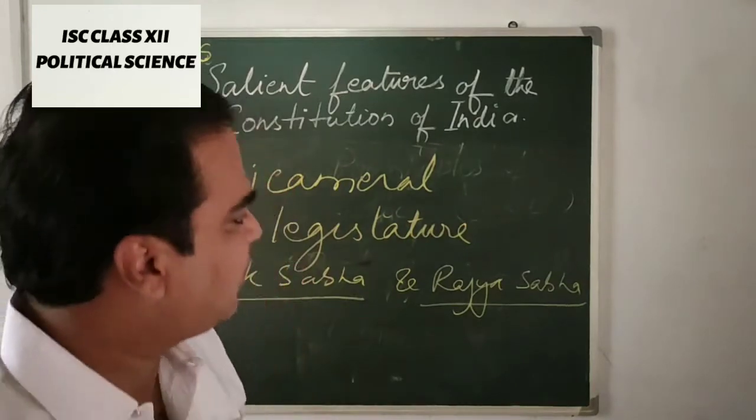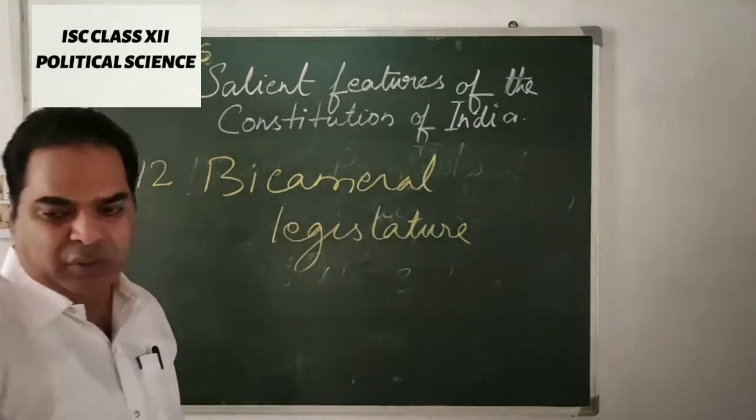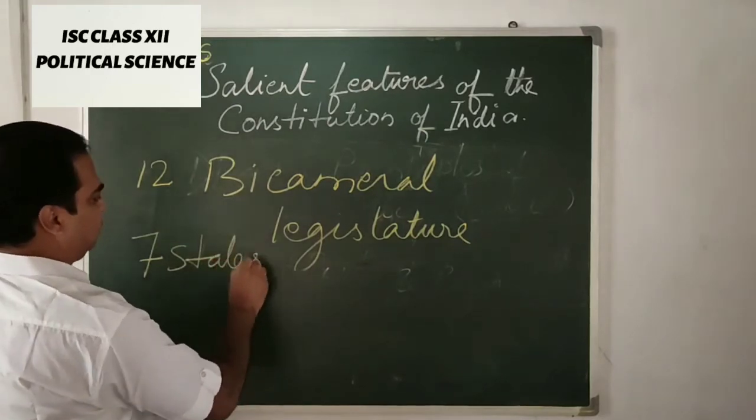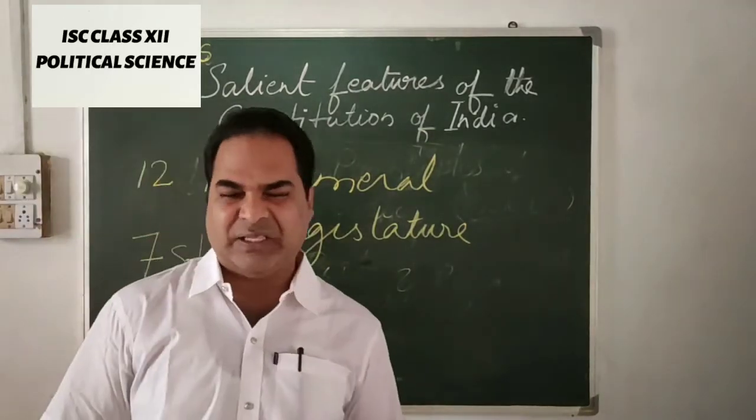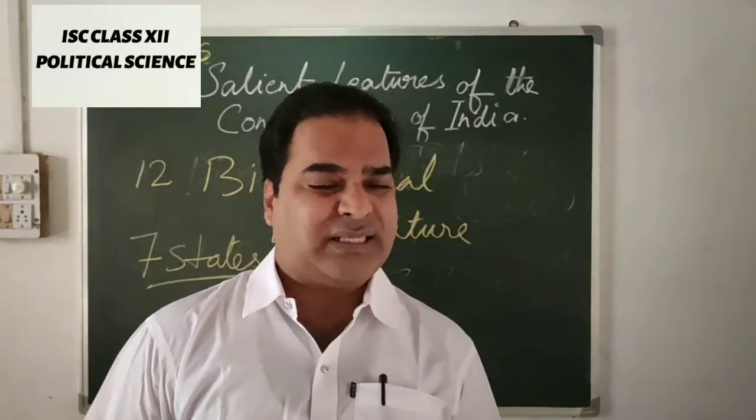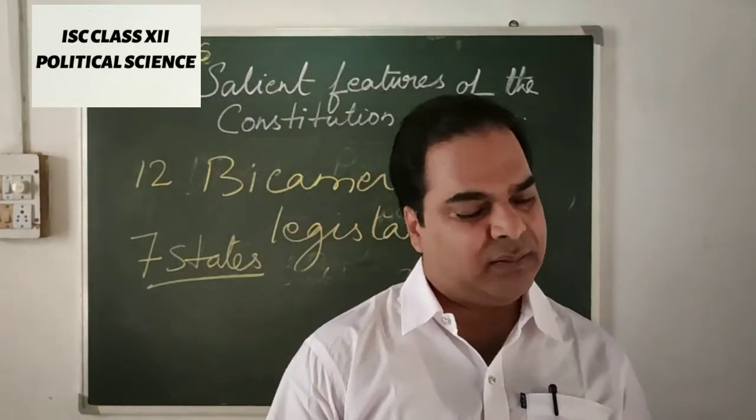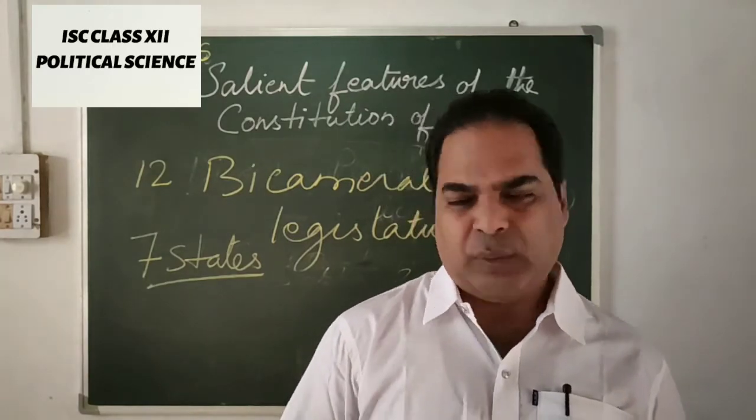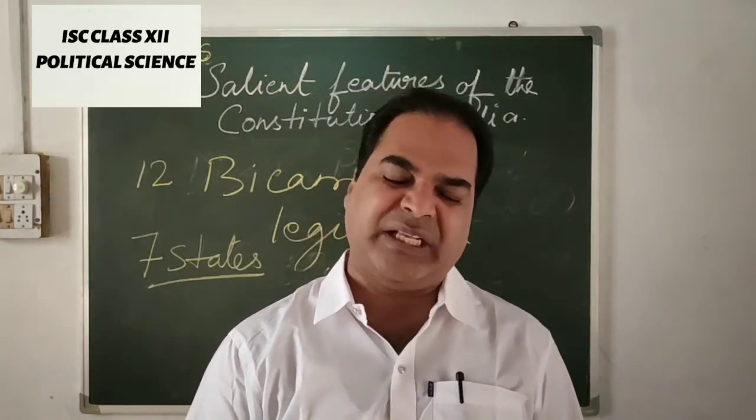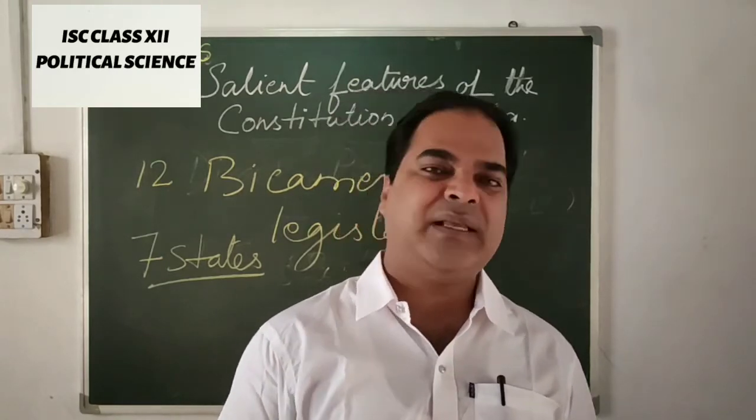Apart from the parliament, we have 7 states where we have a bicameral legislature. In every state we have state assemblies, which we call the state legislature, and there are other states altogether. I told you 7 states are there where we have 2 houses. That is bicameral legislature: the legislative assembly and the legislative council.